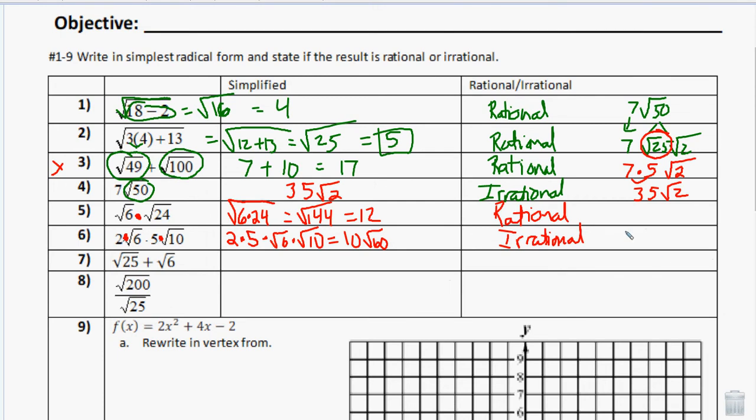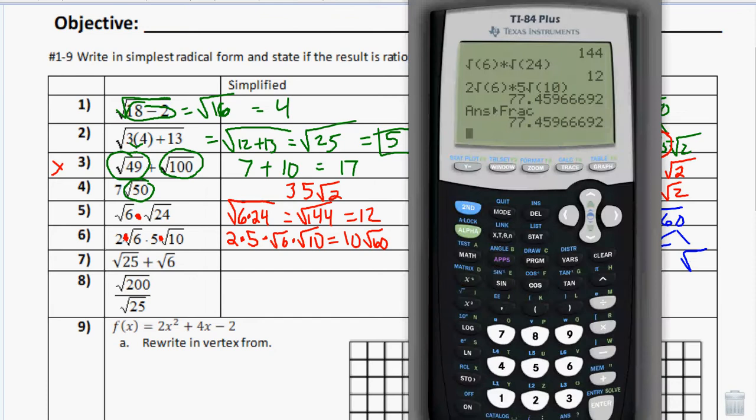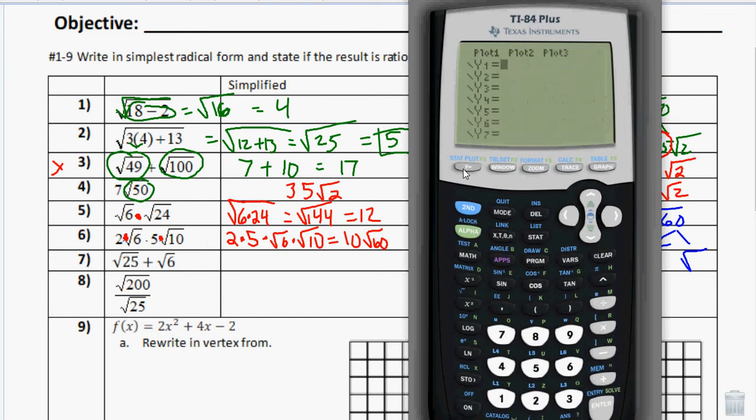I'm coming off to the side. Things that multiply to be 60, where one of them is a perfect square. Remember that trick on your calculator. If you go to your y equals and you do 60 divided by x, you can use this list in your table to help you see the factors of 60.